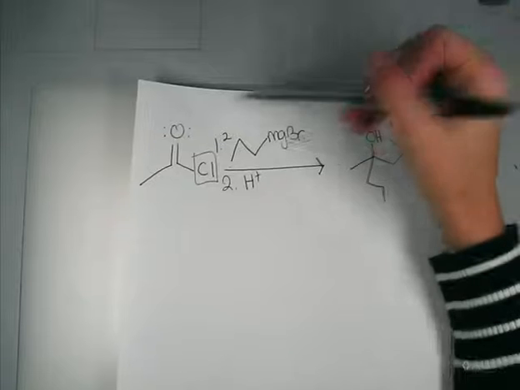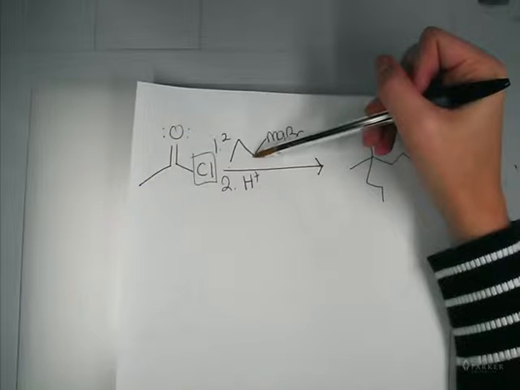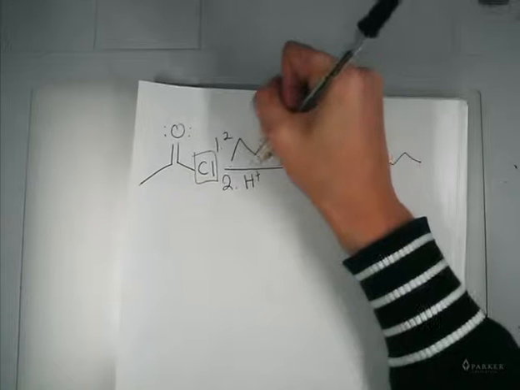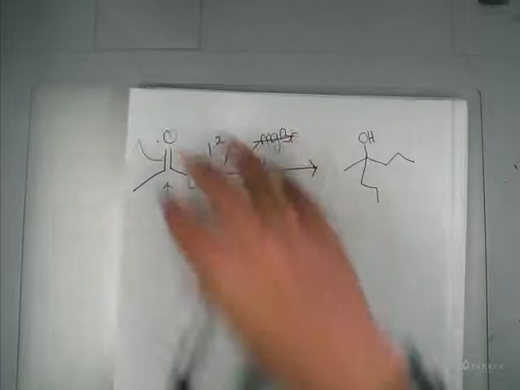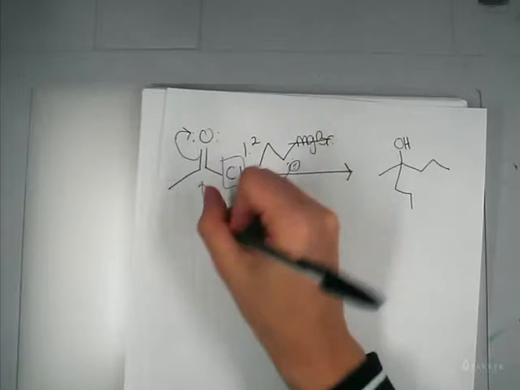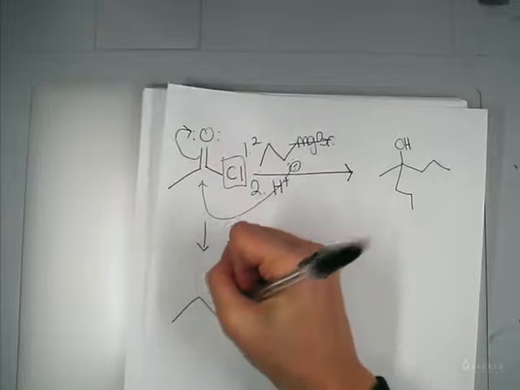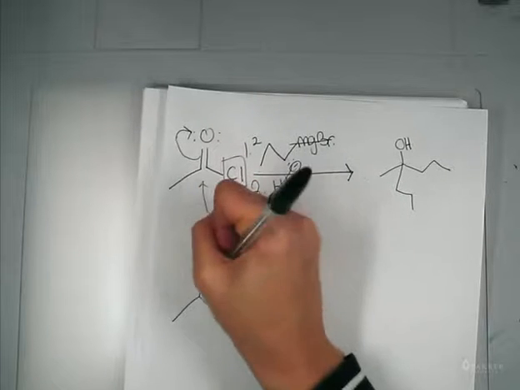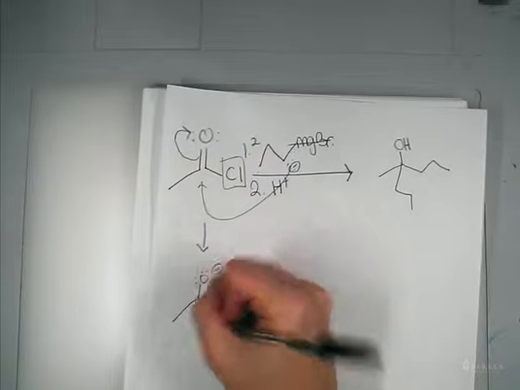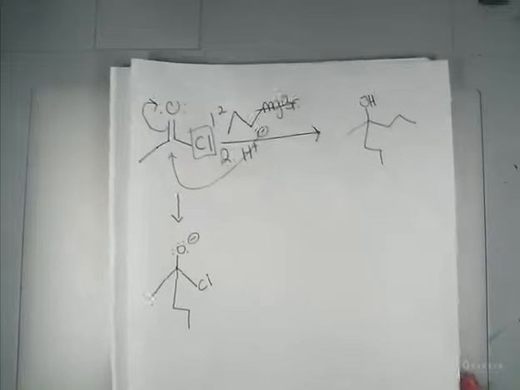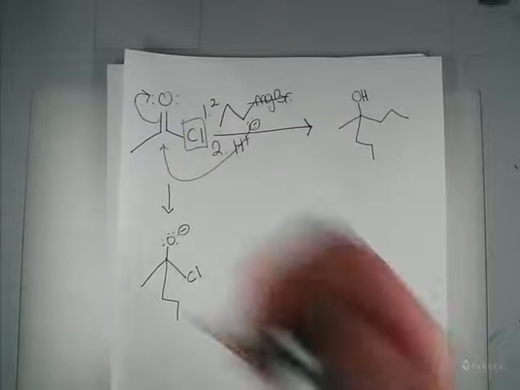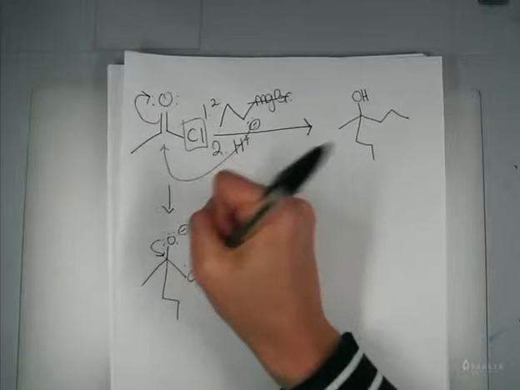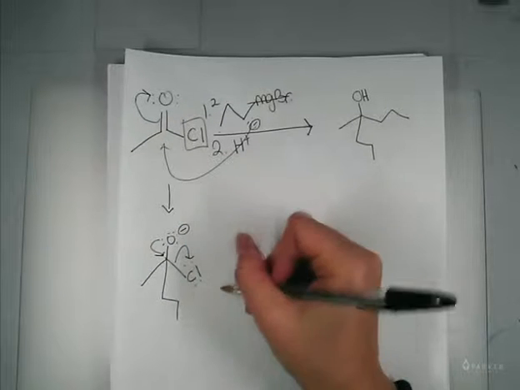So let's look at the mechanism. Again, this is a Grignard, so what's the charge right there? Negative. Where does it make a bond? Carbonyl carbon, which causes those electrons for the double bond to go up. Now, is there a leaving group I can kick off at this point to reform? Yeah, chlorine. So chlorine will leave, reforming the carbonyl.